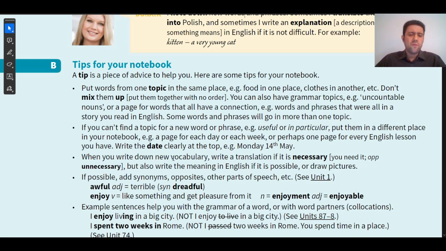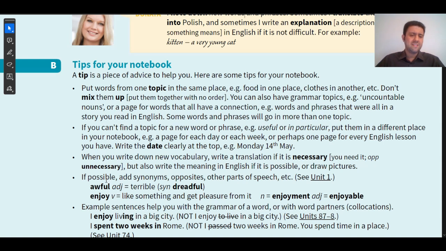When you write down new vocabulary, write a translation if it's necessary. Necessary means that you need it. The opposite of necessary is unnecessary. So pronounce it: necessary. The stress is on the first syllable. Necessary. Unnecessary. But also write the meaning in English if it's possible, or draw pictures.